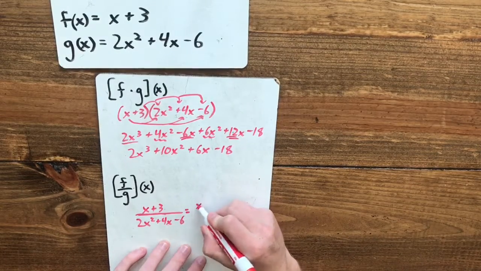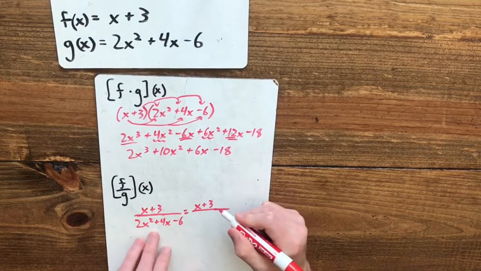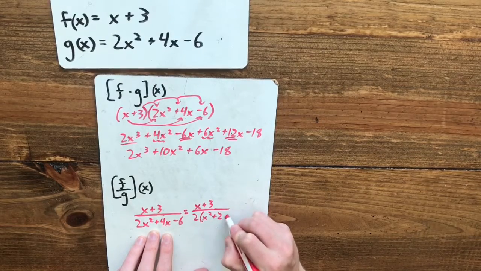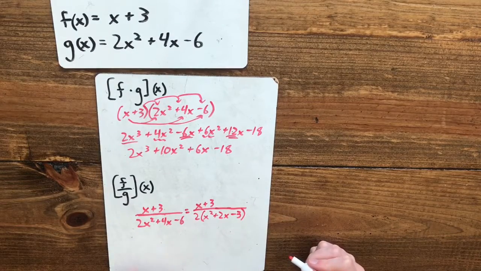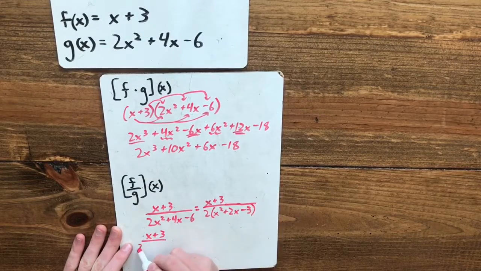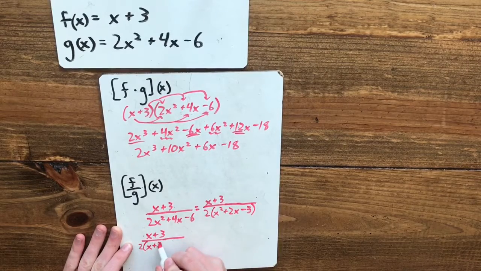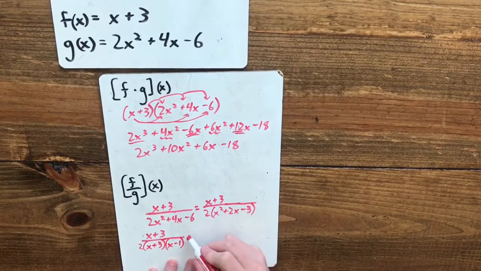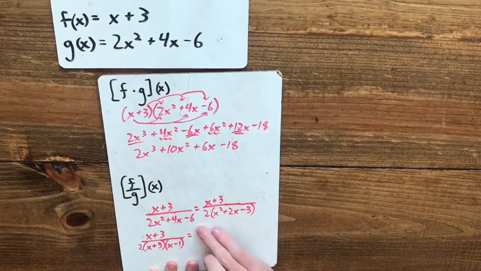Well, the top is factored. There's no common terms. It's not a quadratic or anything higher, so we're good with that. On the bottom, though, I can pull out a 2. And that is a quadratic that can be factored right there. So I have that x plus 3 on the top. On the bottom, this factors to be x plus 3 times x minus 1. And this simplifies down a little bit more.